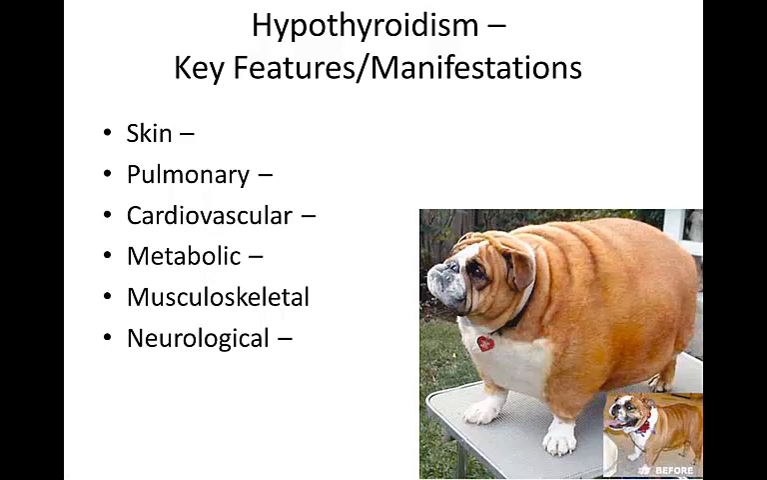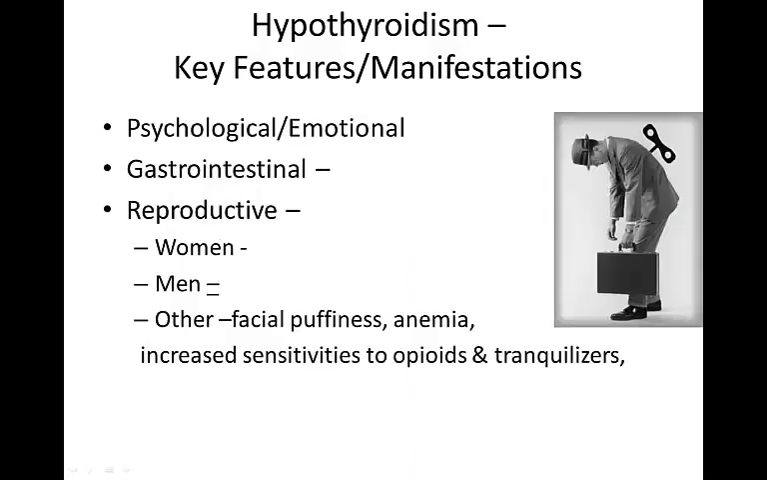Metabolic, there's decreased basal metabolic rate and temperature, so they're cold intolerant. Musculoskeletal, muscle aches and pains, delayed contraction and relaxation of the muscles. The neurological: impaired memory, slowed speech, inattentiveness, lethargy, confusion, hearing loss, decreased tendon reflexes, paresthesia, and extreme numbness.